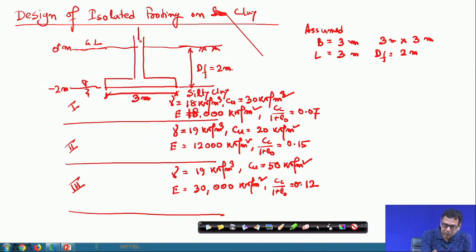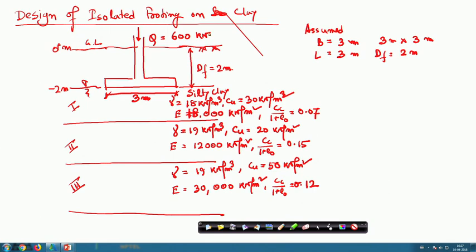Now, the total load coming, Q, was 600 kilonewton, and as I mentioned, this Q is the total load including the self weight of the foundation. If only the weight is given, you can add 10% of that load as the weight of the foundation. Here this 600 kilonewton is the load including the foundation load.